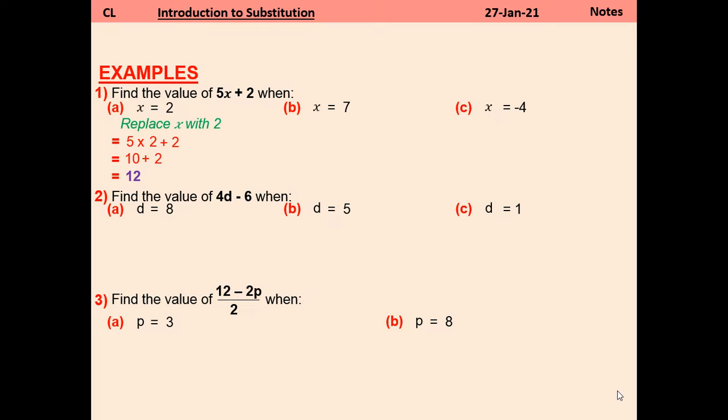All right. x is equal to 7. Replace the x with 7. 5 times 7 plus 2. 5 times 7 is 35, plus 2 is 37.